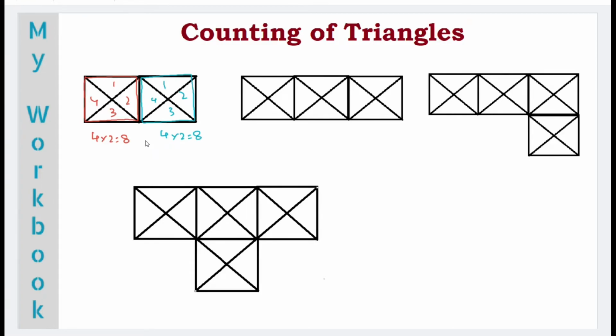But what happens when we join such two squares together? There will be 2 new triangles formed. Let me mark them with green marker. So here, because of the two squares joining together, we have one triangle here and one more here.